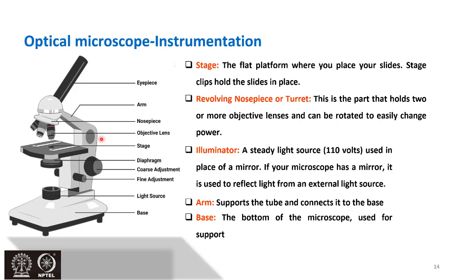Then the illuminator or the light source. Normally a source of 110 volts is generally used, and it is in place of a mirror. If your microscope has a mirror, it is used to reflect light from an external light source. And then we have an arm that supports the tube and the light source. And there is a base, which is the bottom of the microscope.